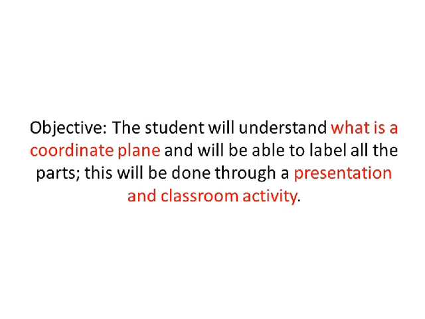If it is side to side, it's going to be x. So if it's a horizontal one, it's the x-axis. If it's vertical, it's the y-axis. You got to know the different quadrants, where 1, 2, 3, and 4 are. So hopefully you got all this. Good luck tomorrow in class, but we're actually going to go over the objective again now. The objective is the student will be able to understand what a coordinate plane is and will be able to label all the parts. This will be done through a presentation and classroom activity.